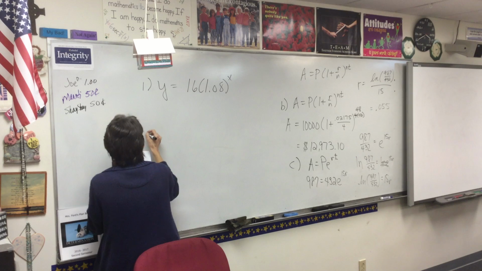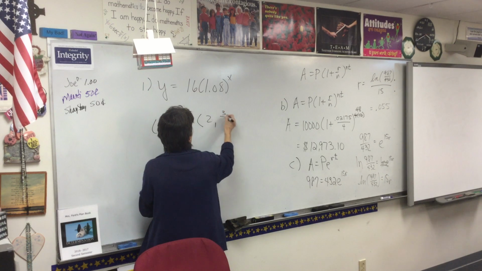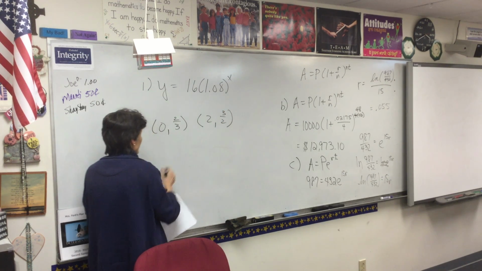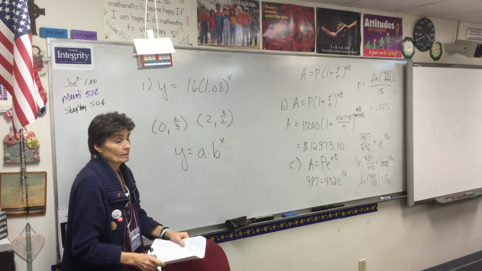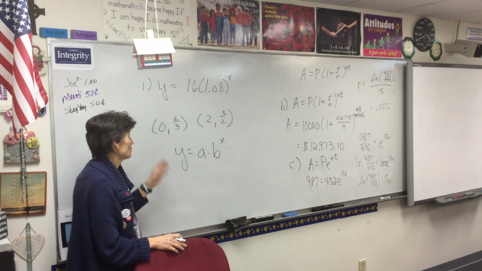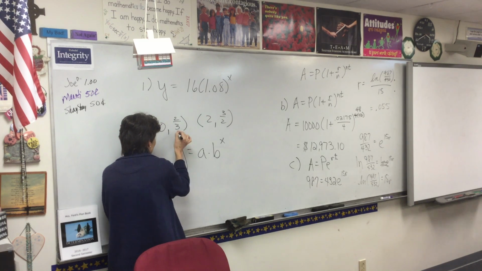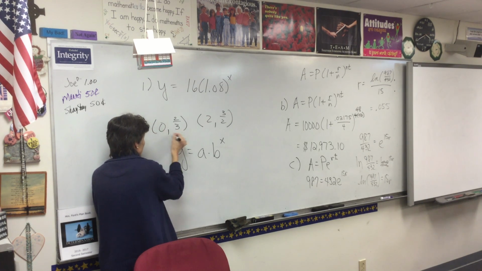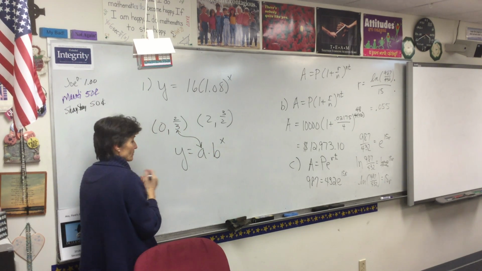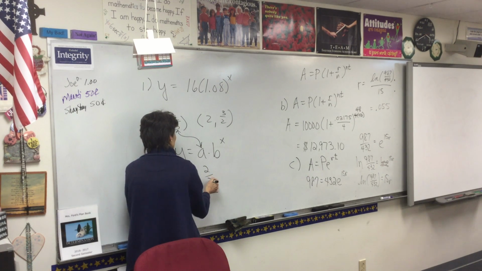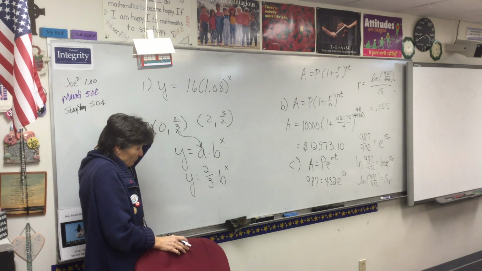Okay, number 2. We have 2 points, (0, 2/3) and (2, 3/2), and we are going to write an exponential. So we've talked about this many times. Remember, a is the y-intercept. It's the y value with the 0. So a is 2/3. So we already know y equals 2/3 times b to the x. So we already have half credit.